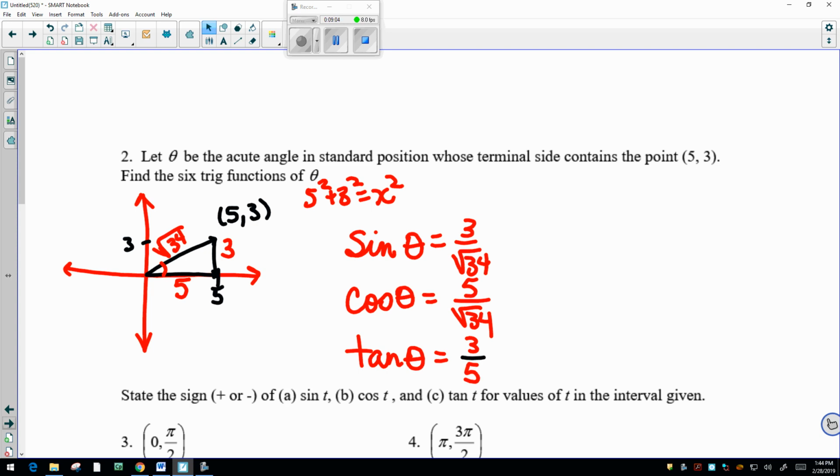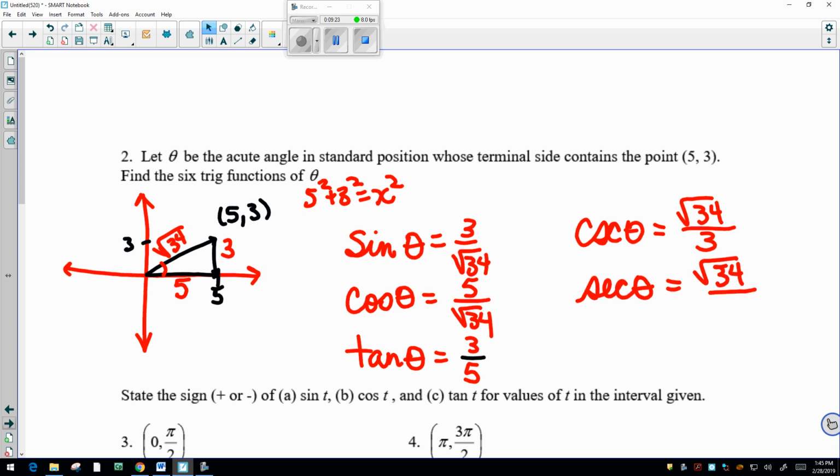Now, to get the other 3, we have to think reciprocal functions. So the reciprocal of sine is cosecant, and we take the reciprocal of that fraction. The reciprocal of cosine, secant, and again, flip your fraction to get the value. And the function that goes with tangent is your cotangent. And again, flip your fraction. So there's your 6 functions.